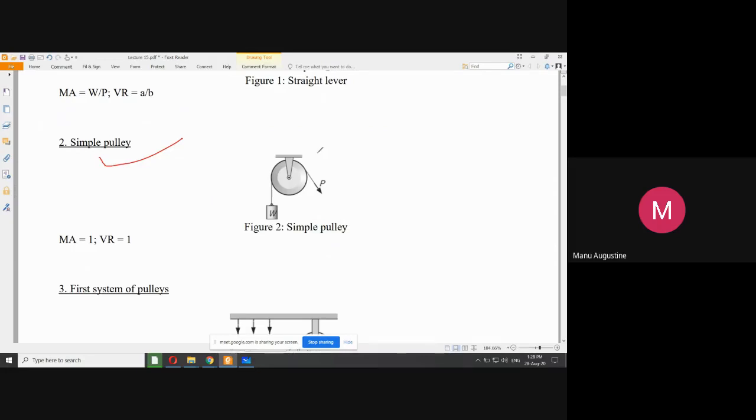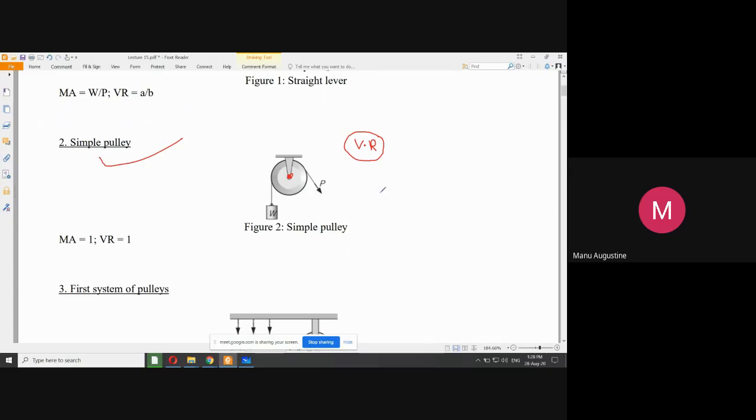Now, for the simple pulley, as we have already discussed, the concept is very simple. We are once again interested in finding the velocity ratio. Why? Because mechanical advantage cannot be chased after, because it will keep on changing with the introduction of friction as well as by changing the weight W. Mechanical advantage is never constant.